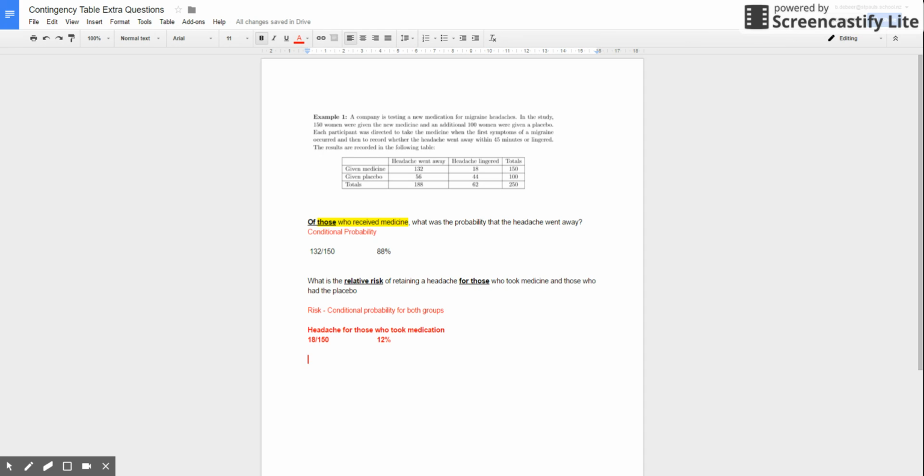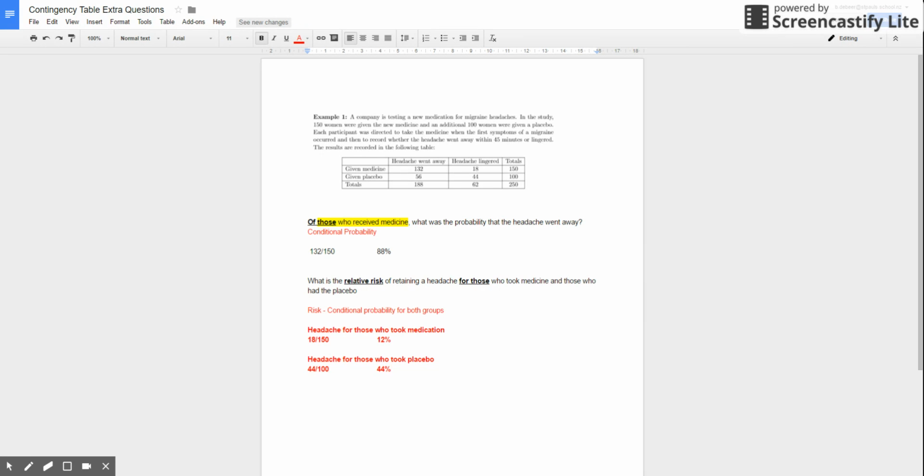Okay, so hopefully you can see that. Now we're also going to look at a headache for those who took placebo. So again, it's the same thing. We're going to look at just those who took the placebo, so it's out of 100, and it lingered over there, so it's 44 out of 100, makes it really easy, 44%. Now, what do we do with these?